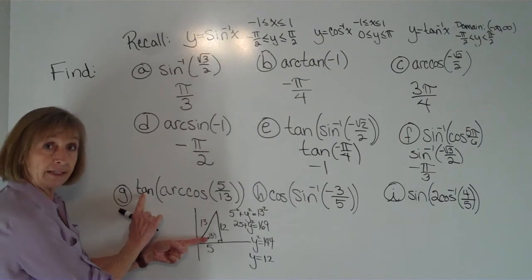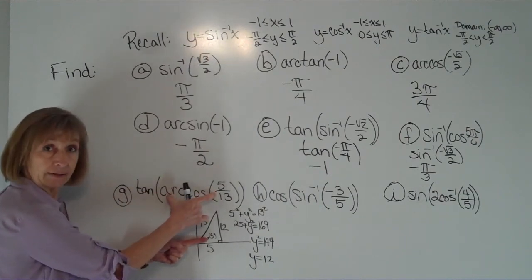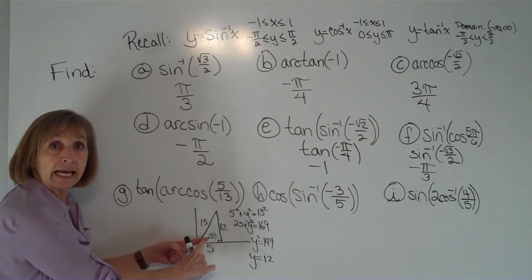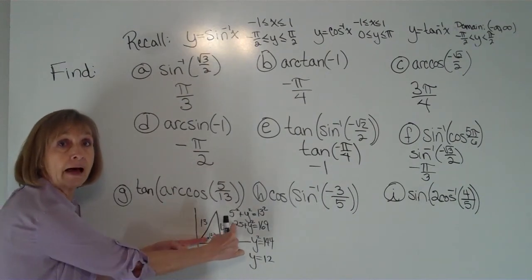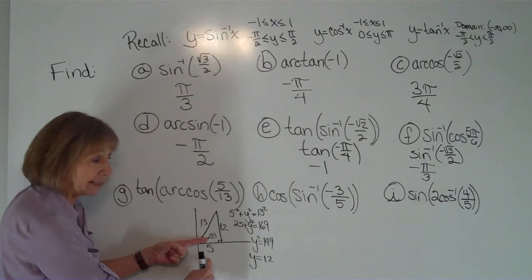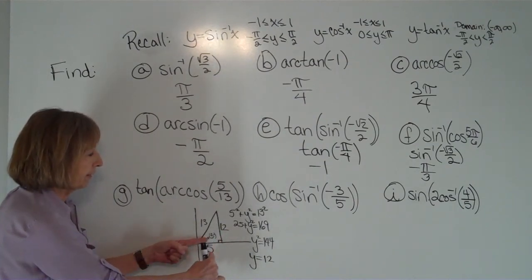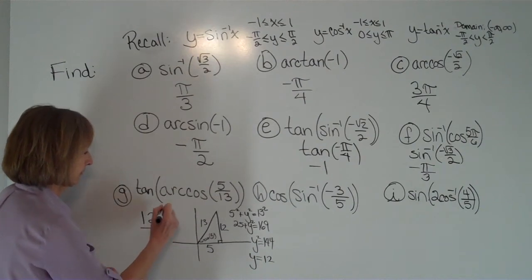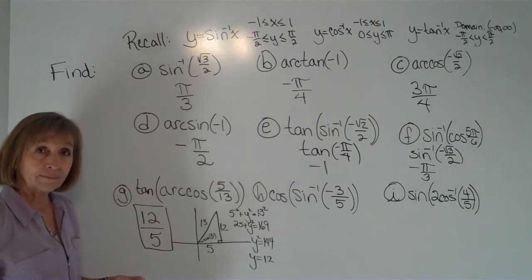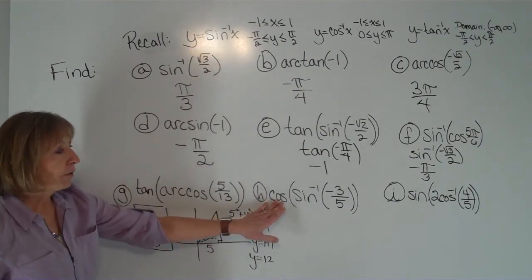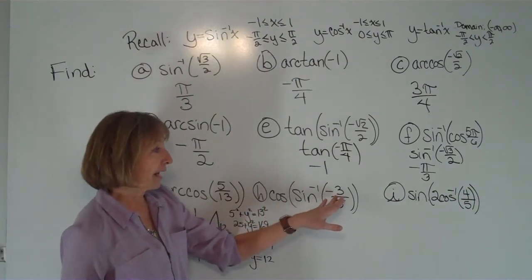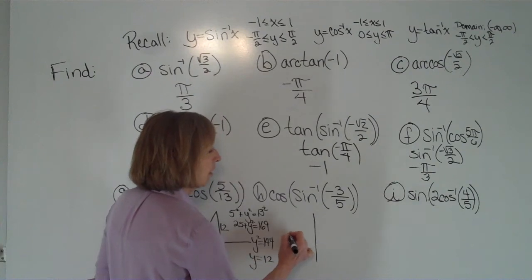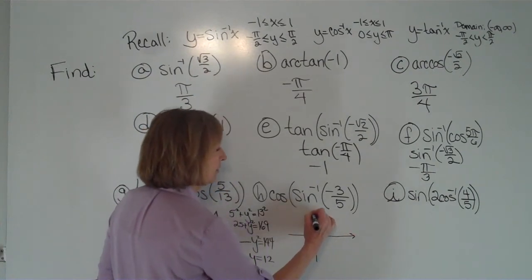Now, I want the tangent of this angle. So read the tangent off of this angle, and tangent ratio is opposite over adjacent, so 12/5. All right, how about the cosine of the inverse sine of -3/5? So I'm going to draw my sketch again.